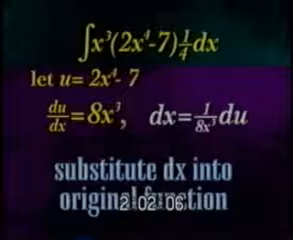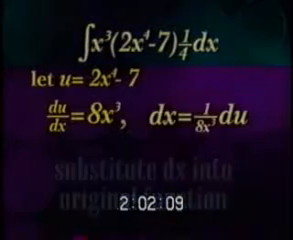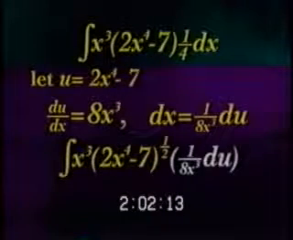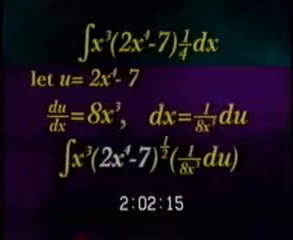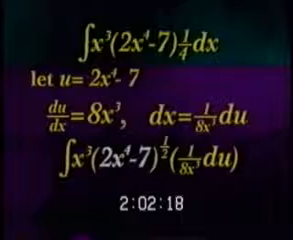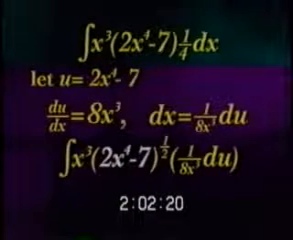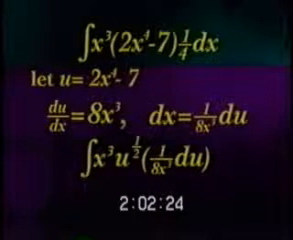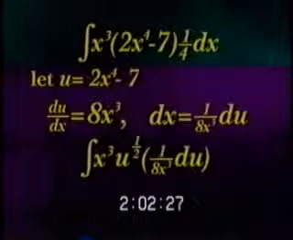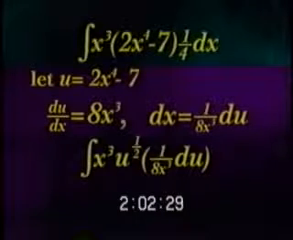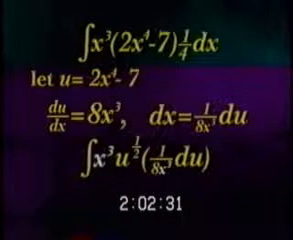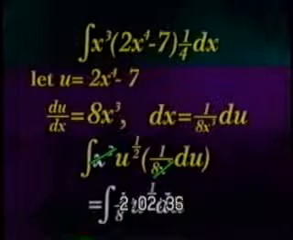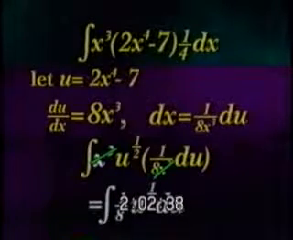Now let's substitute this value into our original function. So we plug in 1 over 8x cubed times du for dx. We also plug in u for the 2x to the 4th minus 7, because that was the u we picked earlier. Subbing in, our equation becomes the integral of x cubed times u to the 1/2 power times 1 over 8x cubed du. Now, look what happens. The x cubed in the numerator and denominator cancel each other out, and we're left with the integral of 1/8 u to the 1/2 du.